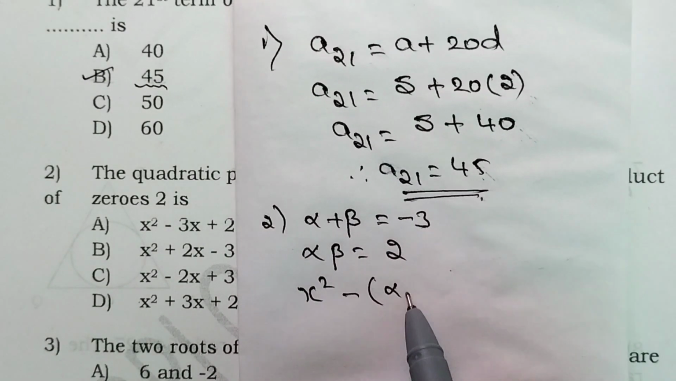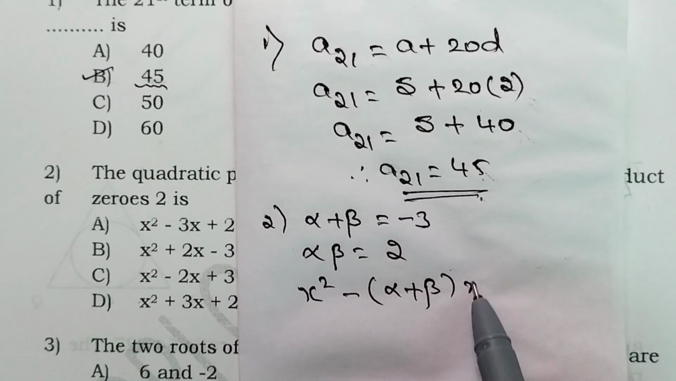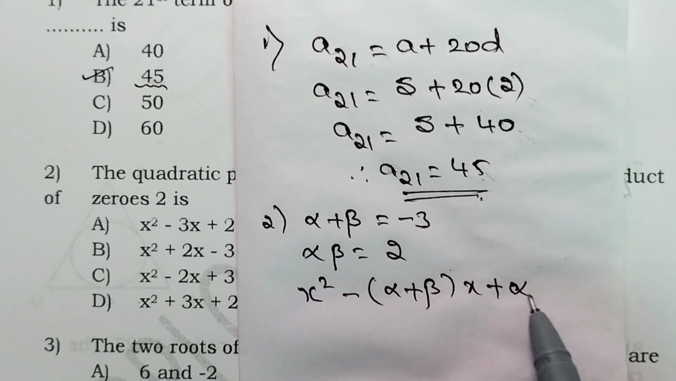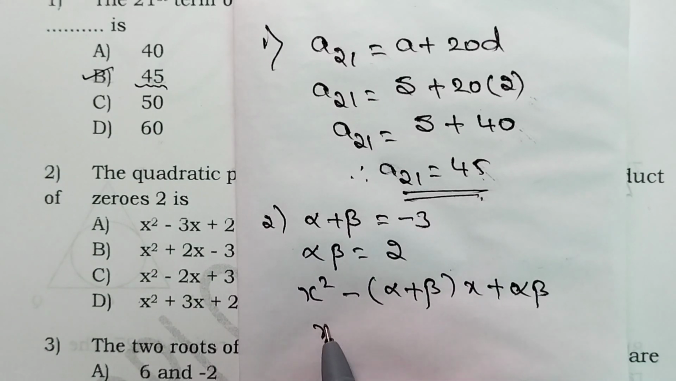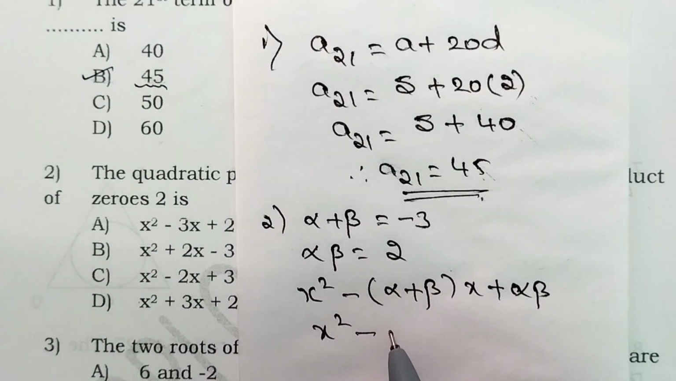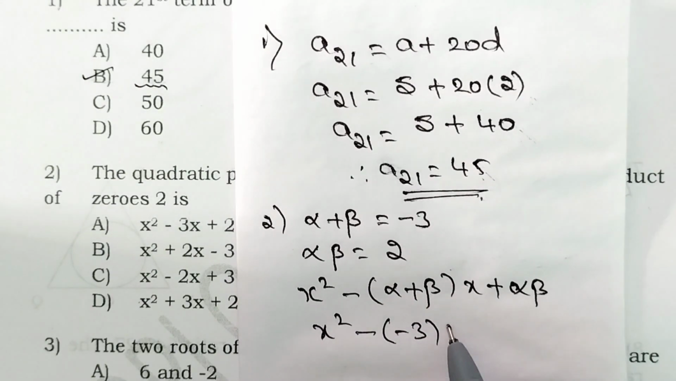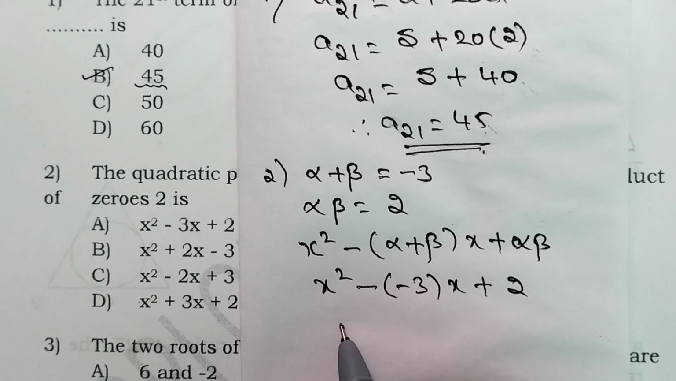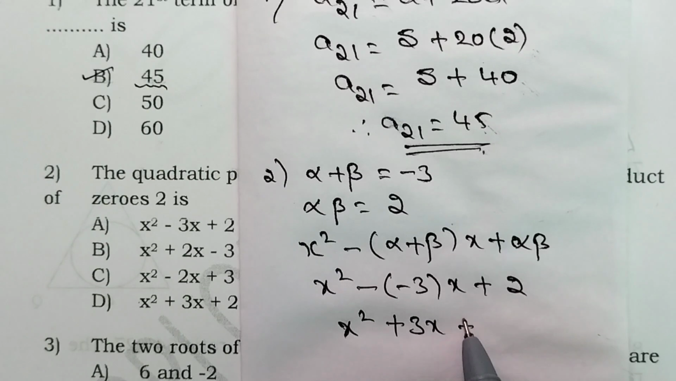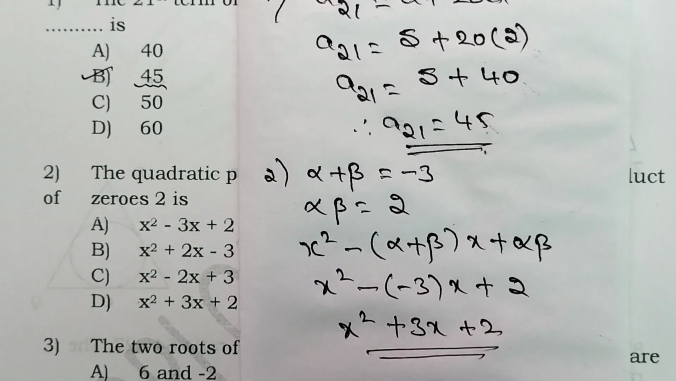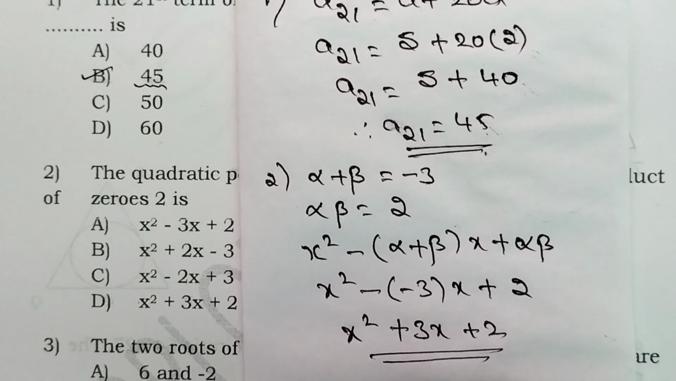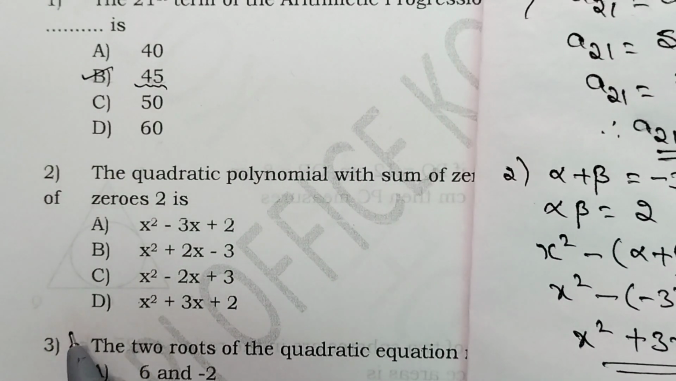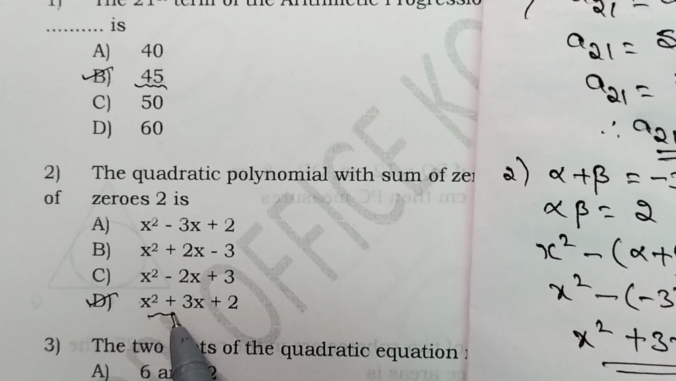x squared minus (alpha plus beta) times x plus alpha beta. So x squared minus, what is alpha plus beta? Minus 3, into x, plus, what is alpha beta? Sorry, it is 2. x squared, minus into minus is plus 3x, plus 2. Therefore, the correct quadratic polynomial is x squared plus 3x plus 2. So option D is the right answer.